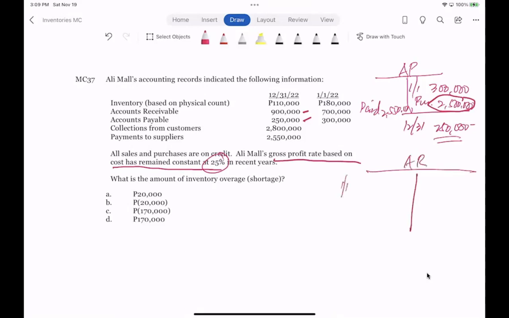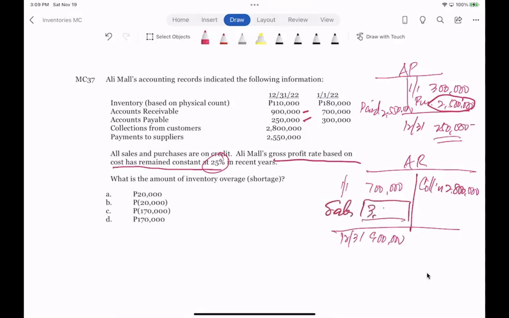Do the same thing for AR to compute for sales. So January 1 balance of AR is 700,000. Its December 31 balance is 900. Collections during the period amounted to 2,800,000, and therefore 900 plus 2,800,000, that's 3.7 million minus 700. Your missing item here is sales amounting to 3 million.